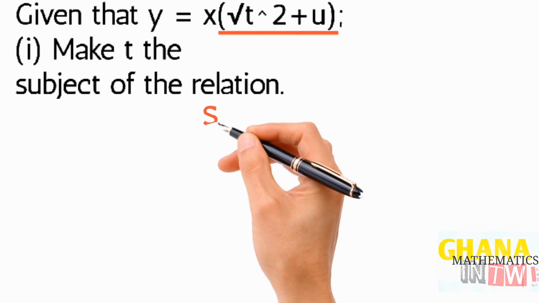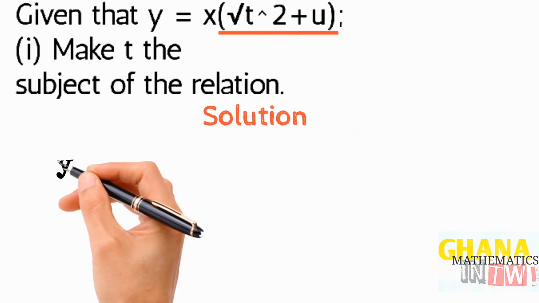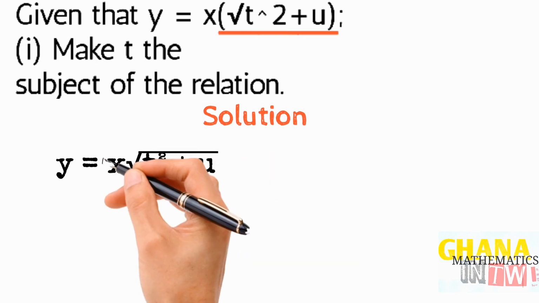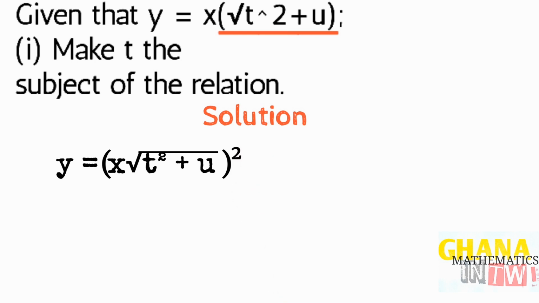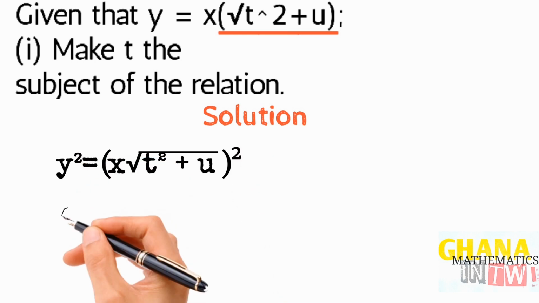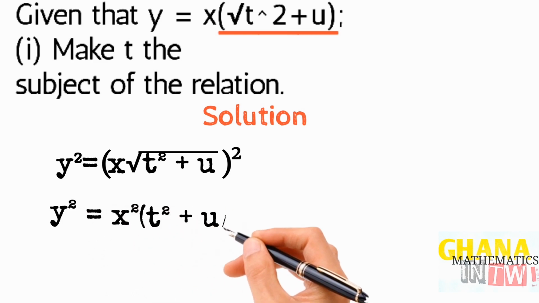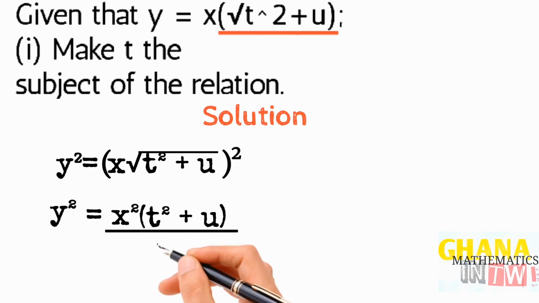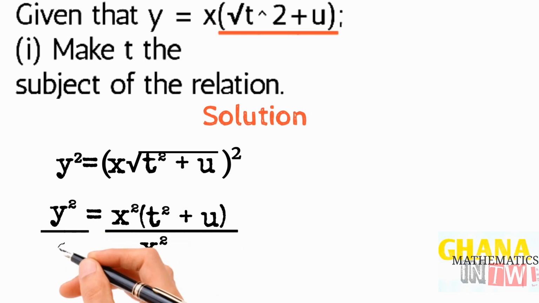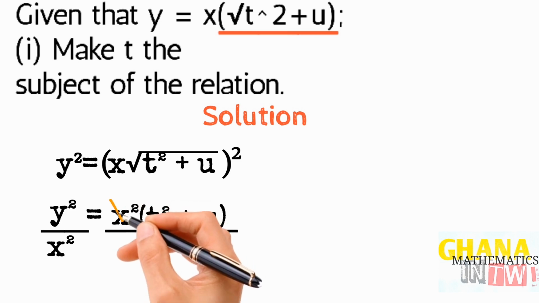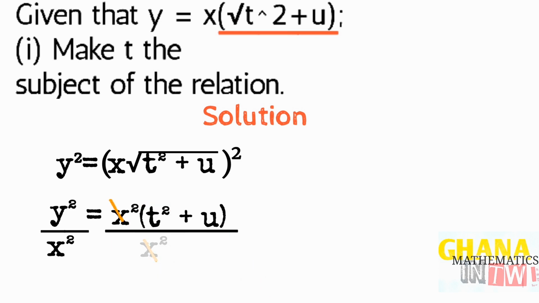Let's solve the (i). We want to make t the subject. So write the whole equation again and square both sides to take away the square root. The square will cancel the square root and the s will be s square. We can continue to divide both sides by s square so that it will be left with t square plus u alone. Now it will be easier if we only have y square over s square equals t square plus u.